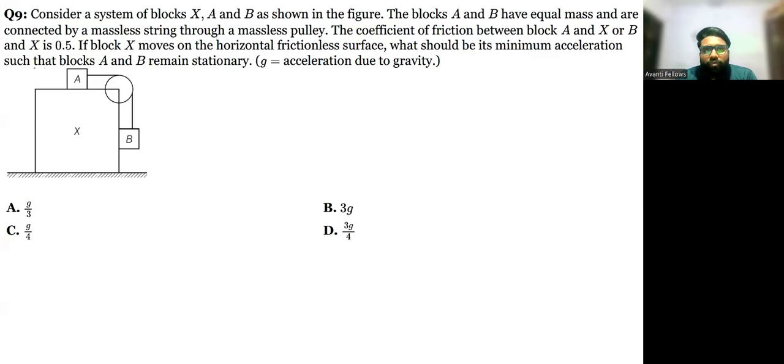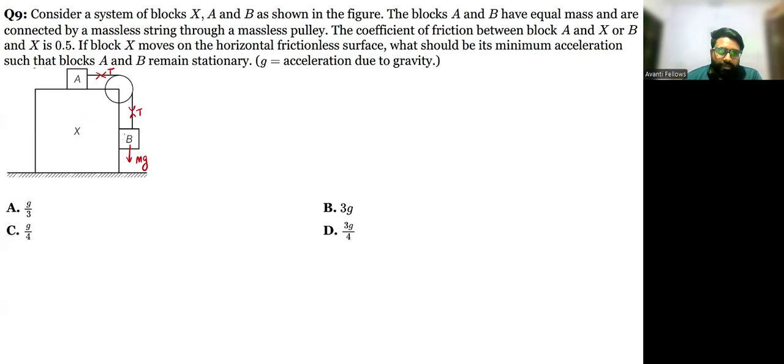If block X moves on a horizontal frictionless surface, what should be its minimum acceleration such that blocks A and B remain stationary? So it's all about maintaining the stationary or rest state of block B and block A. Now, in general, if I try to draw the FBD of block B, the weight force of this B is acting downward. And similarly, the tension will be developed in this pulley and string system.